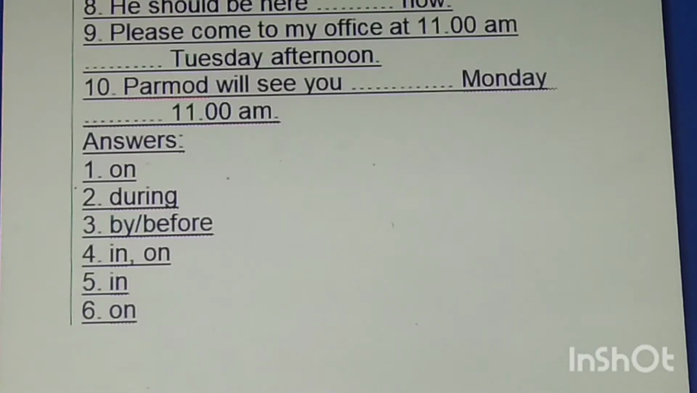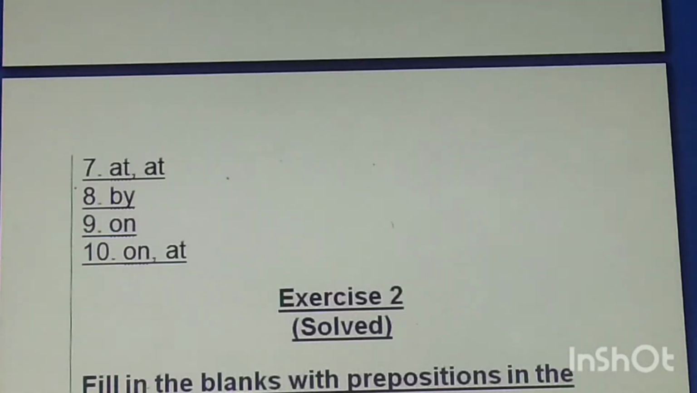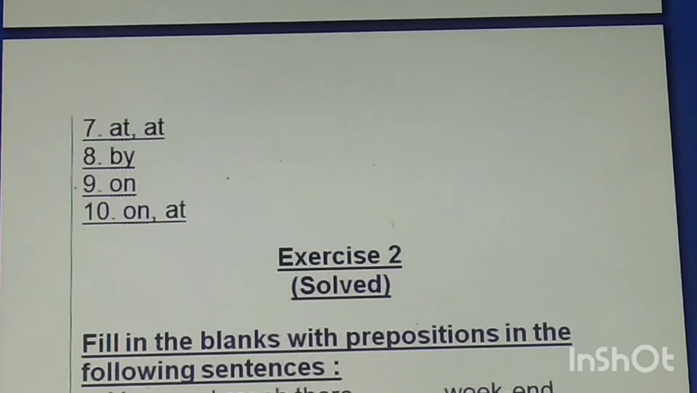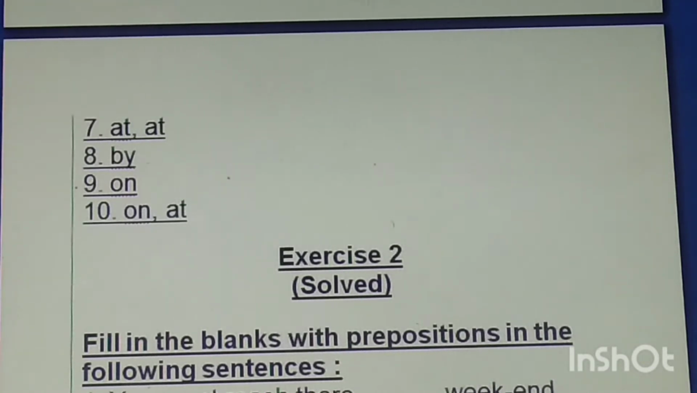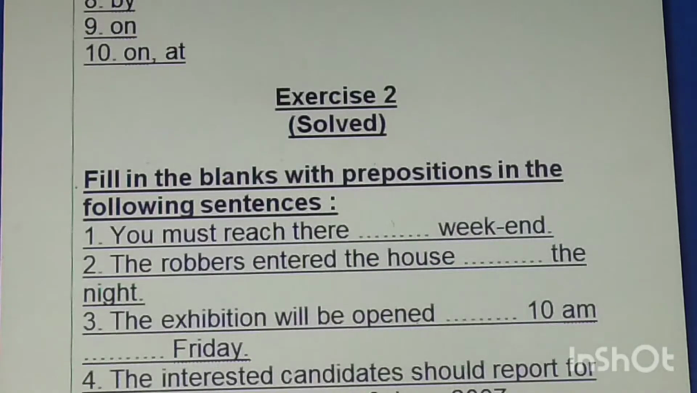First one is on, second, during, third, by or before, both are correct. Fourth, in or on, both correct. Fifth one, in. Sixth is on. Seventh is at. Both the blanks at. By, on. The next one, on, at. Did you get it right? Very good, children. We'll move on to the next exercise. Okay, children? Come on, here we go.